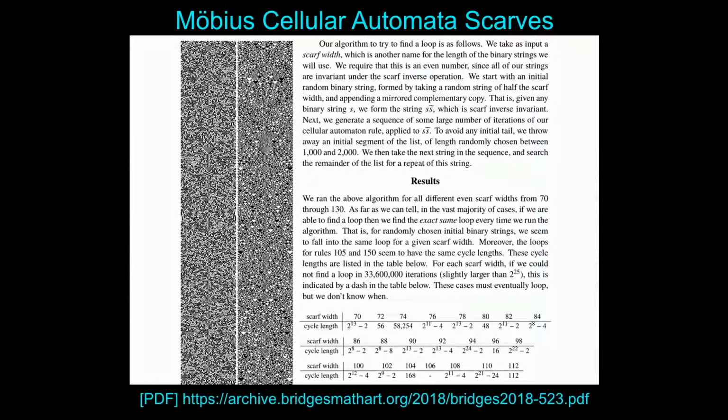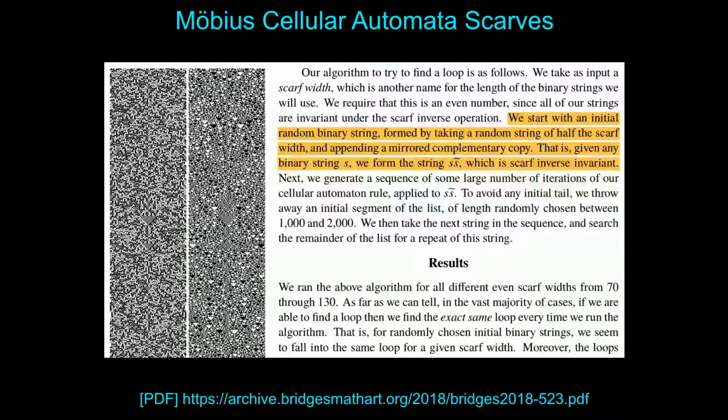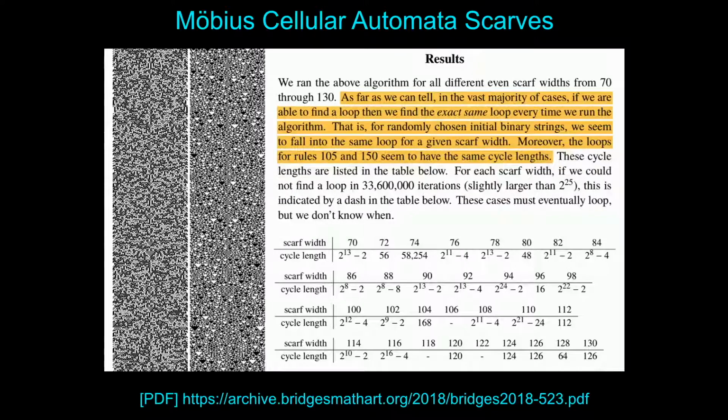We have a novel way of mirroring the cellular automata across the center to create these Mobius structures, and we found some weird properties. One of those weird properties is that the loops for Rule 105 and 150 seem to have the same cycle length, and we find the exact same loop every time we run the algorithm. So we don't have unique loops at a specific scarf width. We have one cycle, and those cycles tend to be close to powers of 2. We were kind of mystified about this.